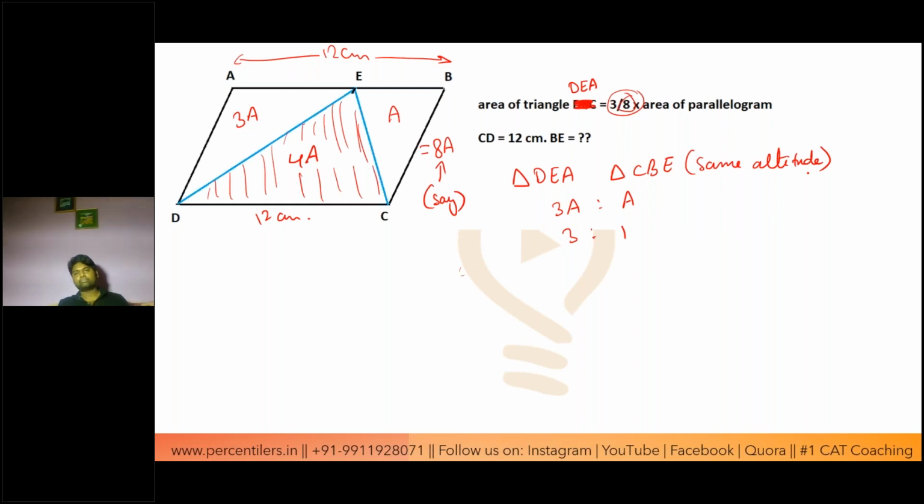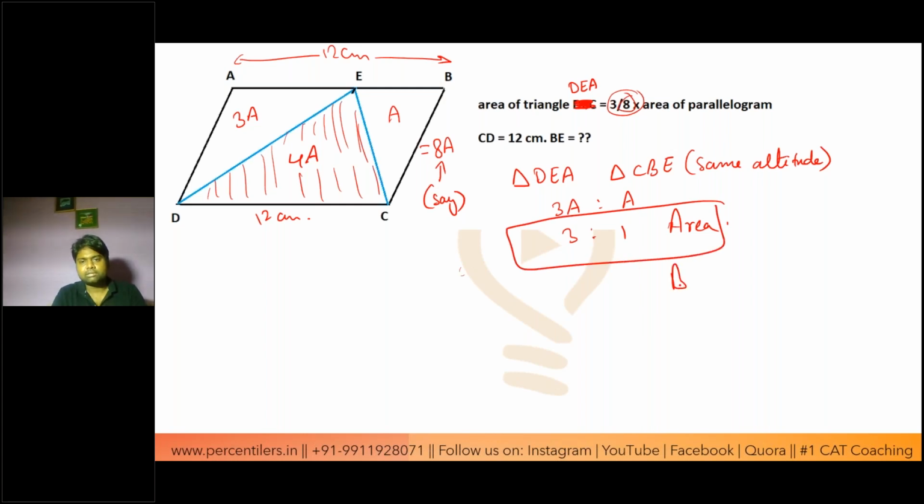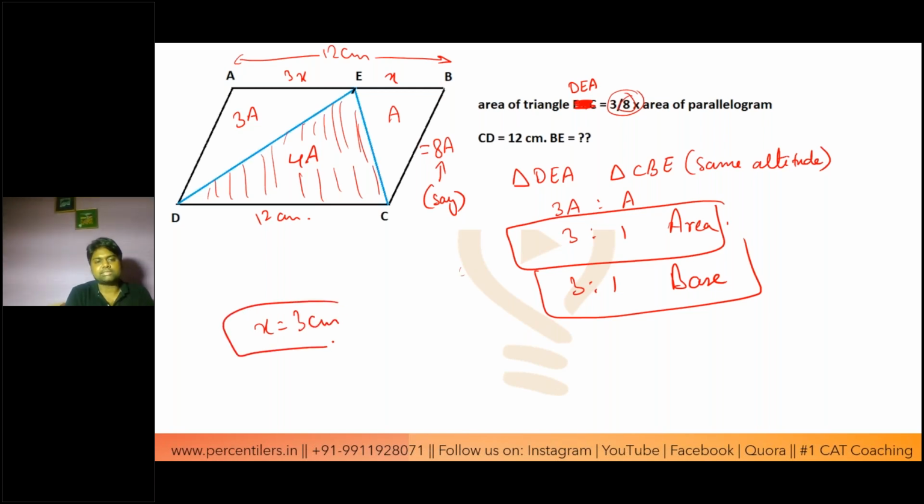So if the height is the same, the areas must be in proportion to their bases. So if the areas are in the ratio 3:1, the bases must also be in the ratio 3:1. So this is 3x and x. So x is equal to 3 centimeter. Yes, I did skip a couple of steps. I hope it is still understandable. Take a minute and understand it well.